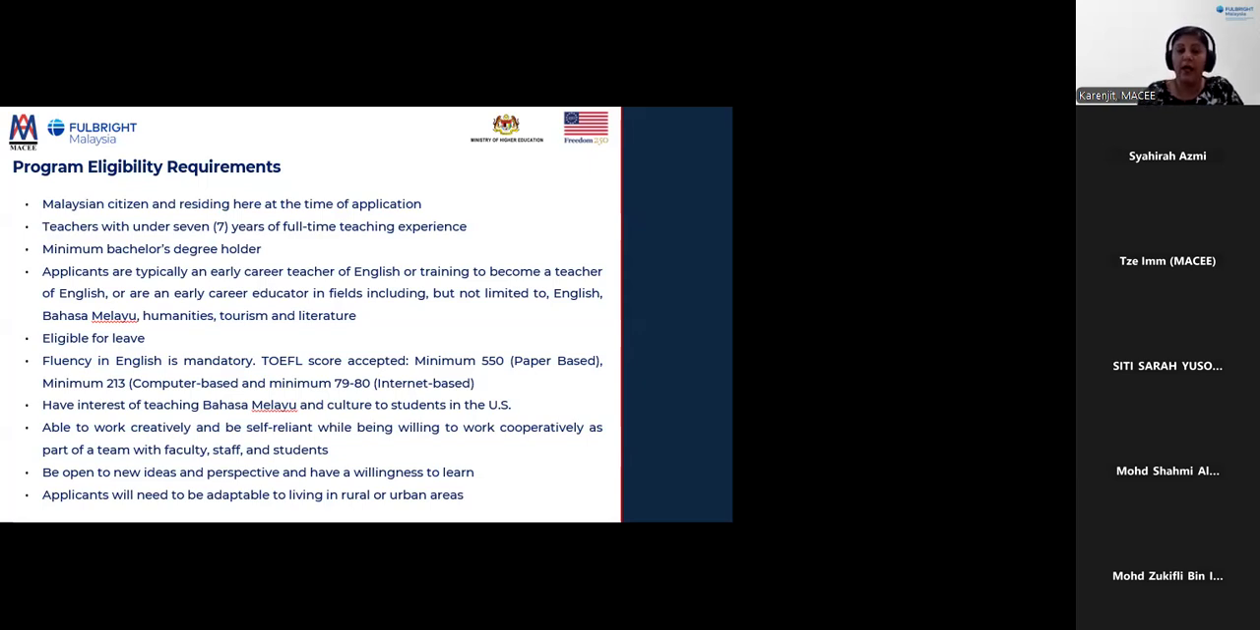All right. In addition to that, an applicant must be fluent in English. So TOEFL is an exam that we will look at in terms of scores. If you're sitting for a paper-based test, we're looking for a minimum score of at least 550 and above. Or for a computer-based test, the minimum score should be ranging from 79 to 80.